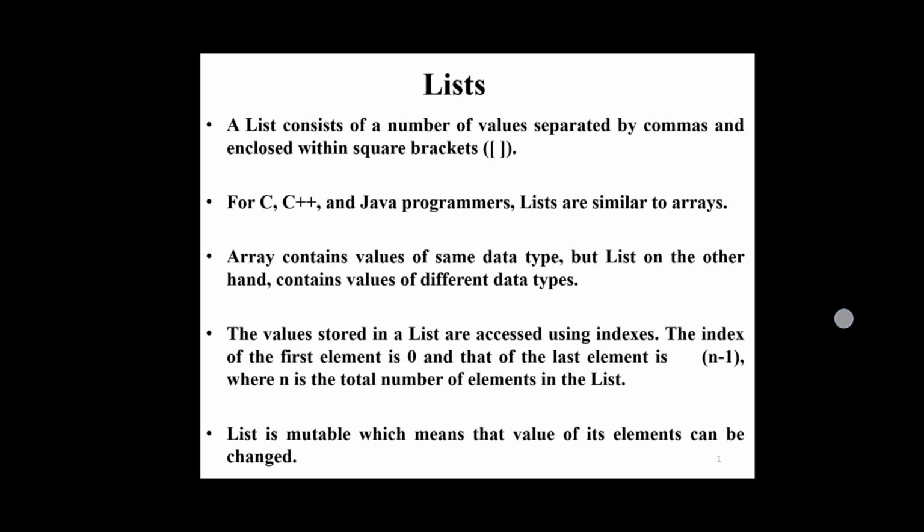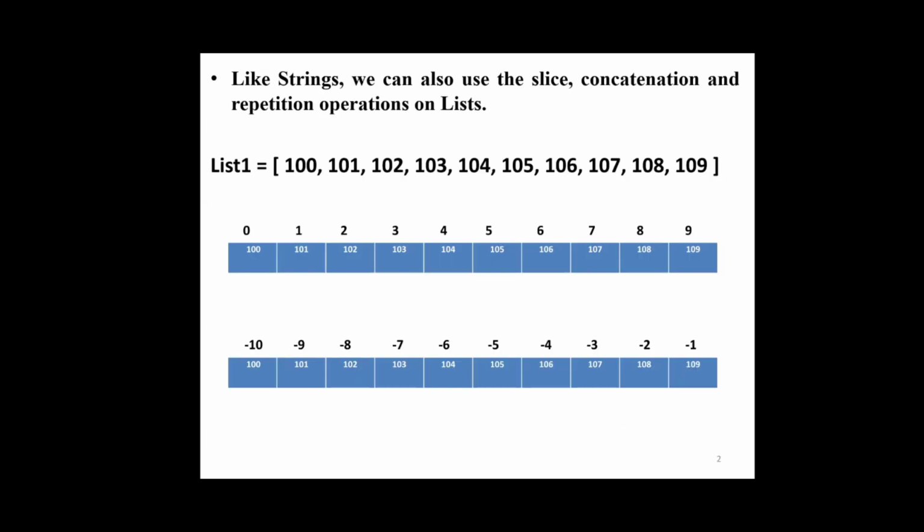The values stored in a list are accessed using indexes. The index of the first element is 0 and that of the last element is n minus 1, where n is the total number of elements in the list. A list is mutable, which means that the values of its elements can be changed. Like strings, we can also use the slice, concatenation, and repetition operations on a list.